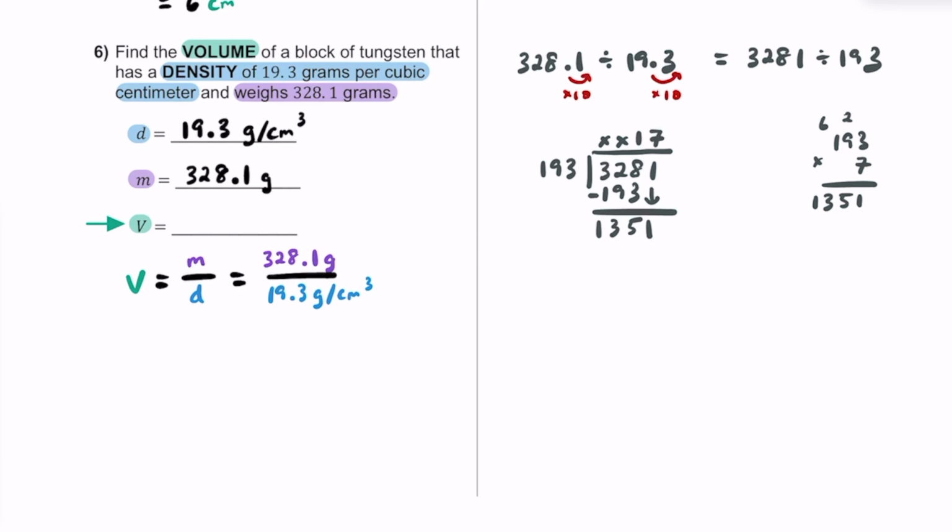Let's put a 7 up here. It's going to be exactly 1351. Got a remainder here of 0. So how many times will this 19.3 fit into 328.1? Fits in exactly 17 times here.